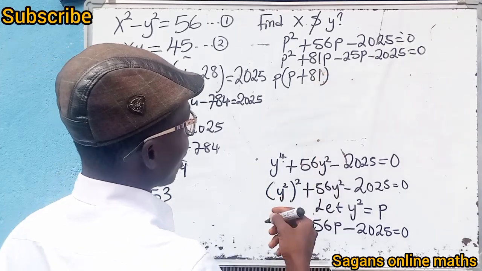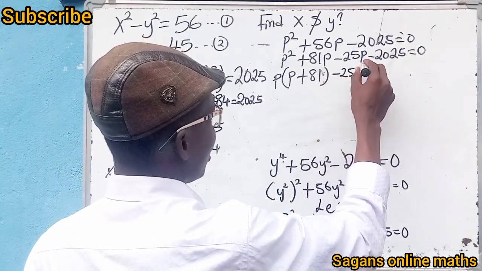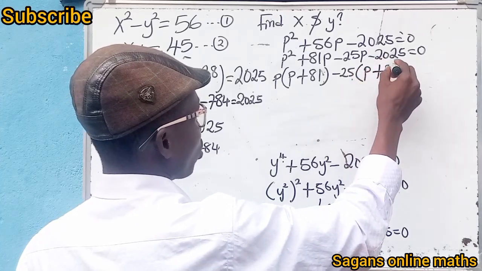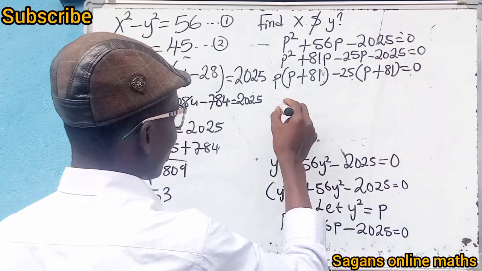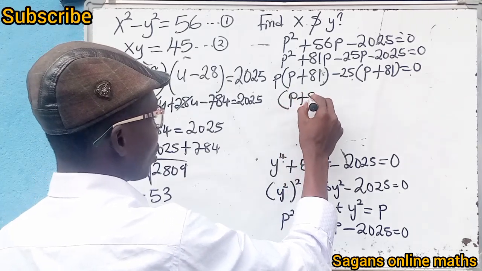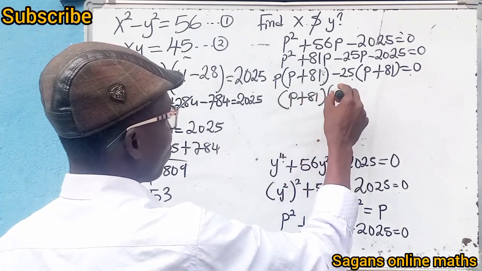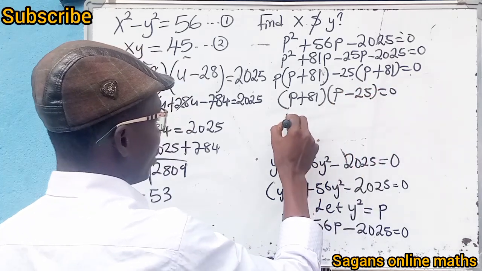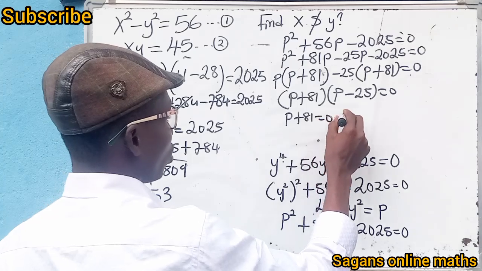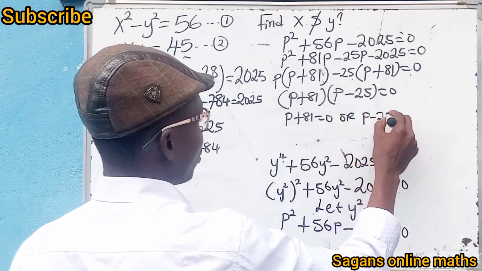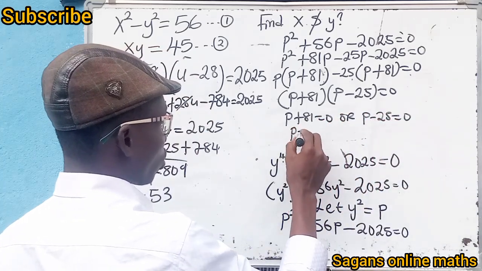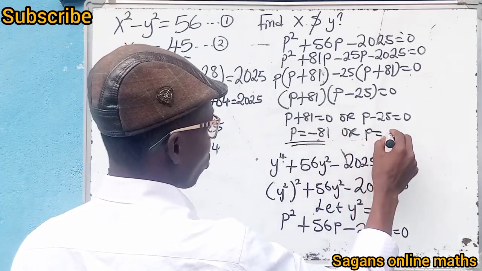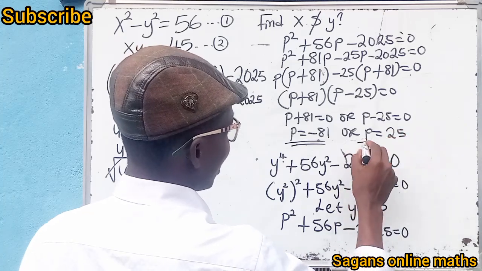Then what is common here? Minus 25 is common. Into, divide minus 25p by this, we have p, divide this by this, we have plus 81. All this equals 0. You can see that p plus 81 is common, into, divide this by this, we have p, divide this by this, minus 25. All this equals 0. Then p plus 81 equals 0, or p minus 25 equals 0. That means p equals minus 81 by subtracting 81 from both sides, or p equals 25 by adding 25 to both sides. This is the value of p.